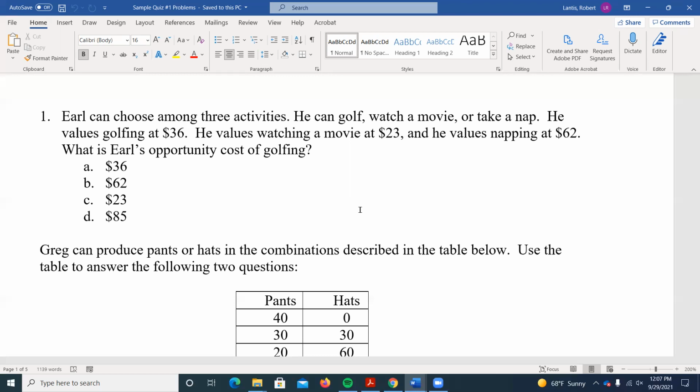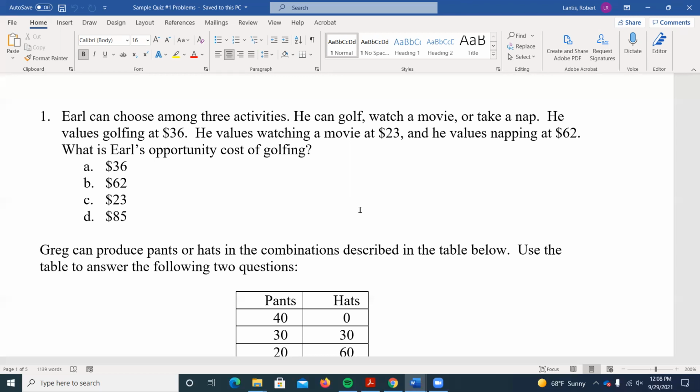However, at the price of 36, does it actually make sense for him to choose that activity? He's missing out on additional benefits of 62 and only getting additional benefits from going golfing of 36. So here, his net benefits would actually be negative. This is one where his choice is inefficient. Once we factor in this opportunity cost, he has a net negative benefit from choosing the activity.